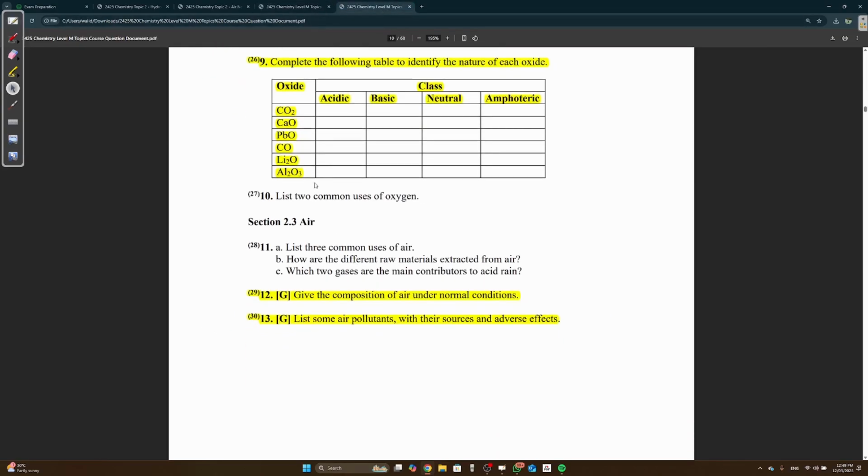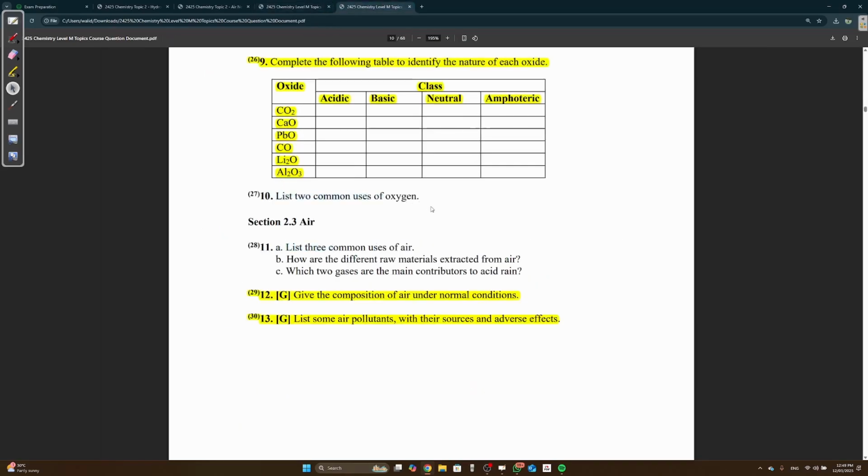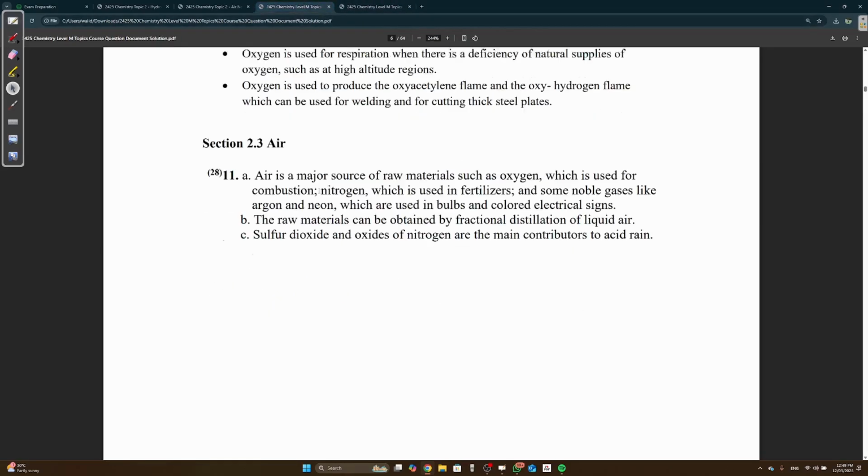Al2O3 is amphoteric. What are the uses of oxygen in case they ask? It's used for respiration in the body. There's also the oxyacetylene flame and the oxyhydrogen flame, but I think it's not required, so let's skip this.